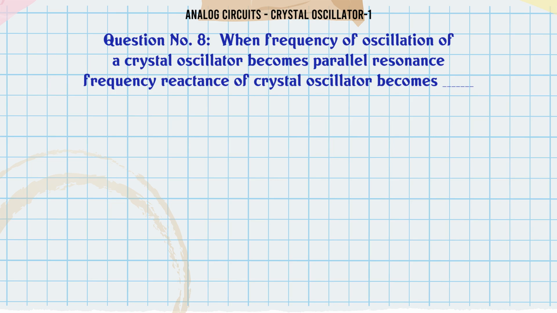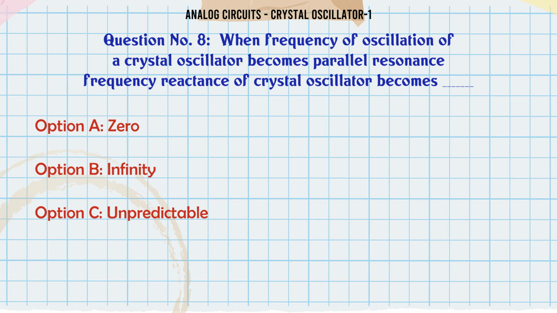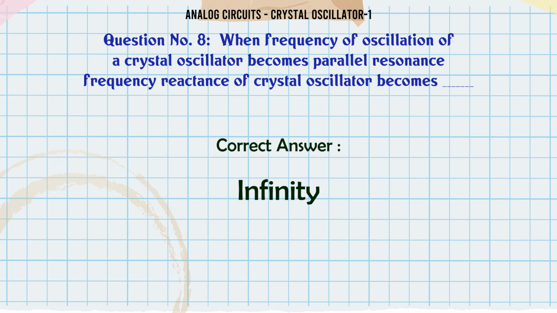When the frequency of oscillation of a crystal oscillator becomes the parallel resonance frequency, the reactance of the crystal oscillator becomes A 0, B infinity, C unpredictable, D unity. The correct answer is infinity.